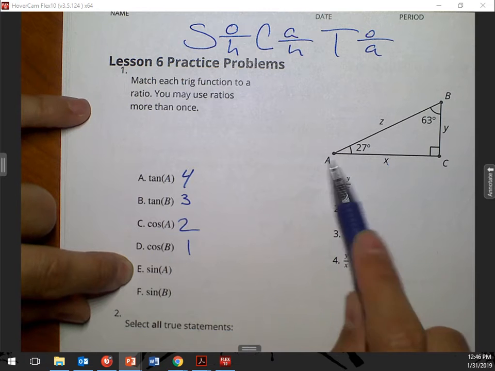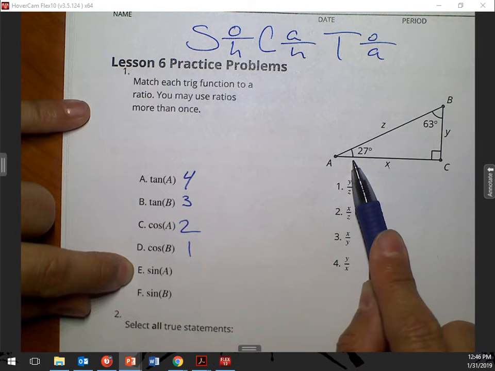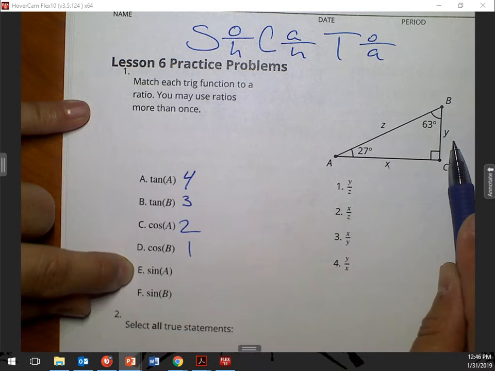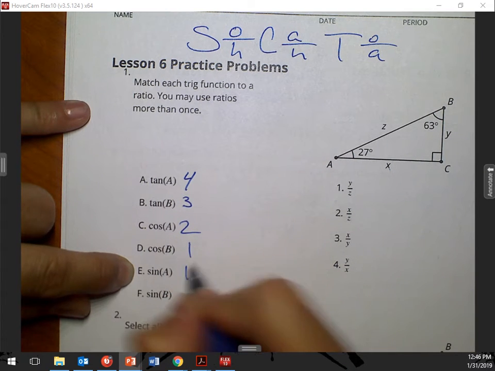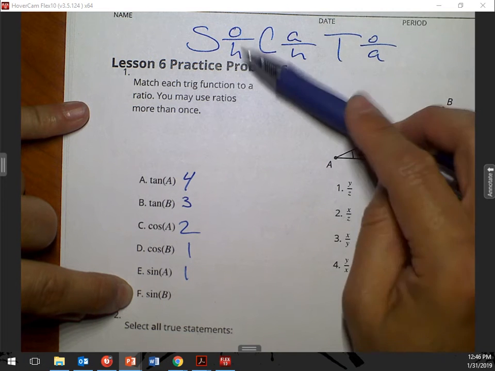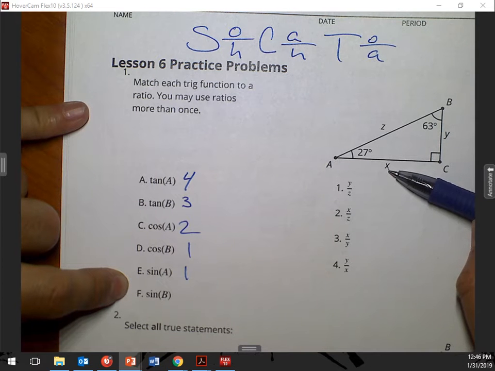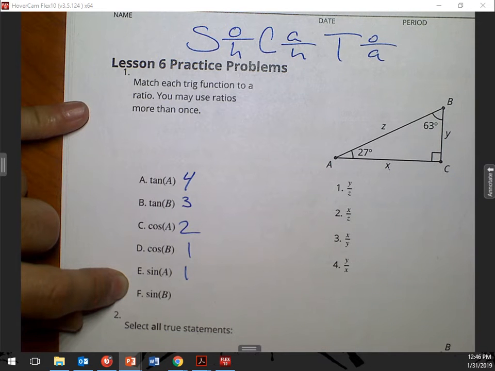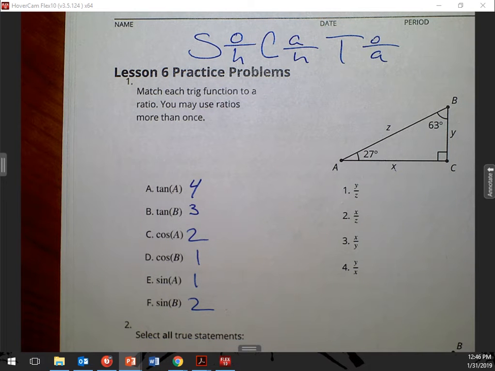Sine of A. Sine is opposite over hypotenuse. So what is opposite of A? Y. Hypotenuse is z. Y over z. Now sine of B. It should be opposite over hypotenuse. Opposite of B, X. Hypotenuse is? Z. My answer is? That's easy.